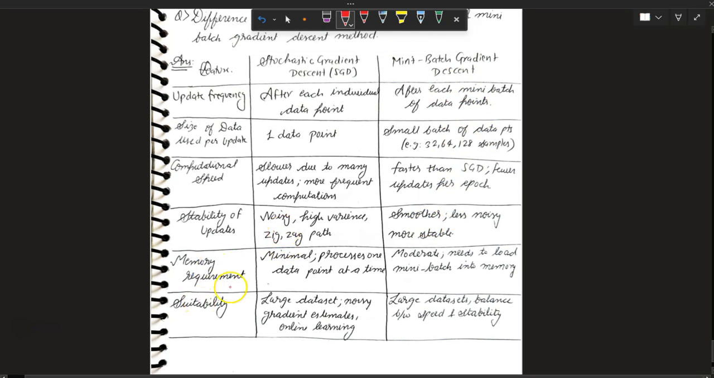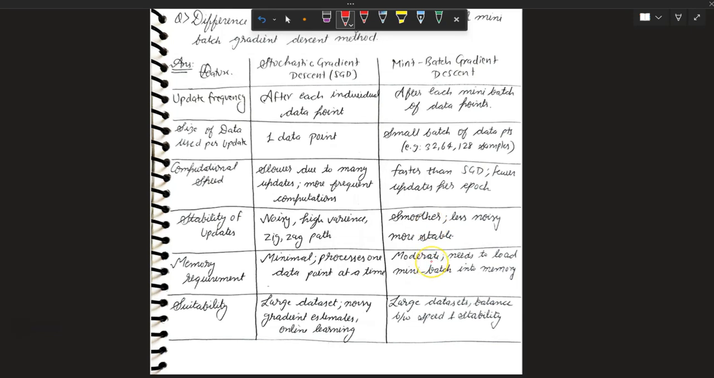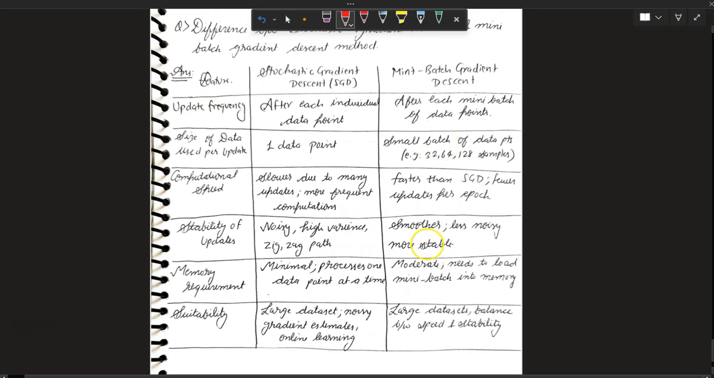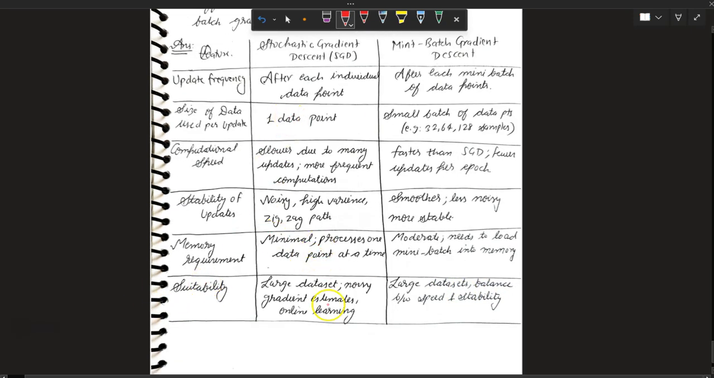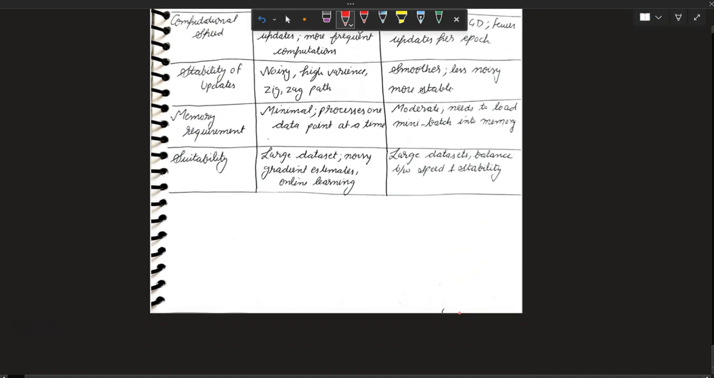Then memory requirement: minimum memory is required for stochastic, because it updates weights at every iteration and does not need to keep any value in memory. For mini batch, since it goes through all the batches separately and updates the weights after a batch is finished, it needs to store the intermediate values, so the memory requirement is moderate. Suitability: stochastic is suitable for large data sets, and mini batch is also suitable for large data sets, balancing speed and stability where we need it. So just read this.